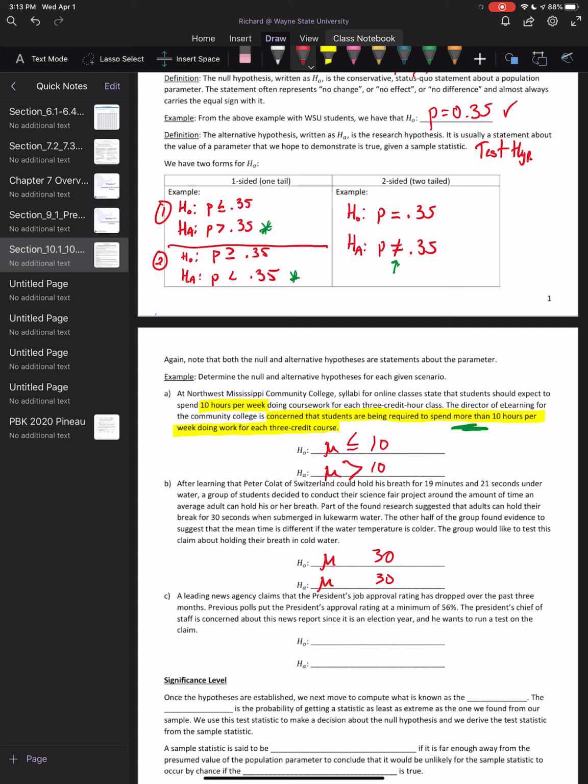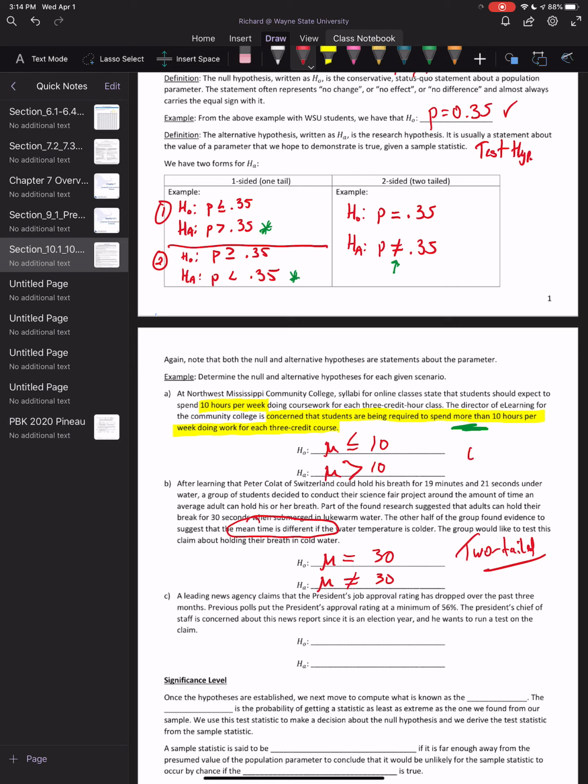Okay, so now what exactly are they trying to test? Well, it says the group found evidence to suggest that the mean time is different. Okay, what does that mean? Well, that means it could be more or it could be less. So put another way, it's not equal to 30. And so if the alternative is not equal to 30, then that means that the null has to be equal to. So this is a two-tailed test. Okay, good test question. I could ask you, give me the hypotheses, and then is it a one-tailed or a two-tailed test? And so that's easy to spot with the not equal to.